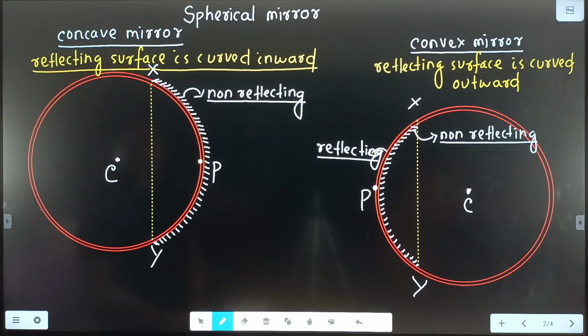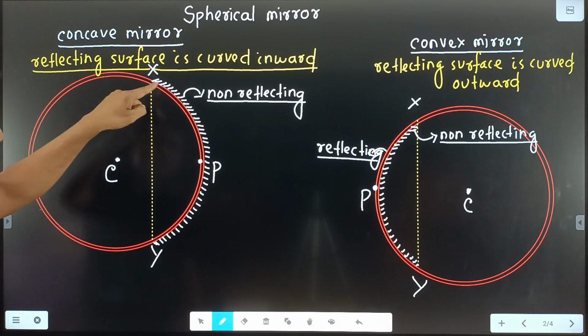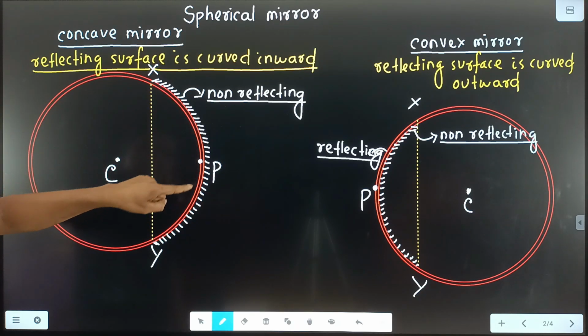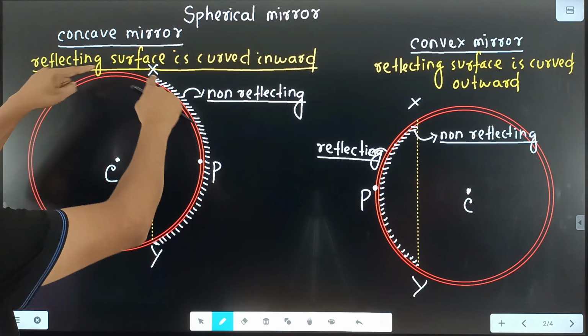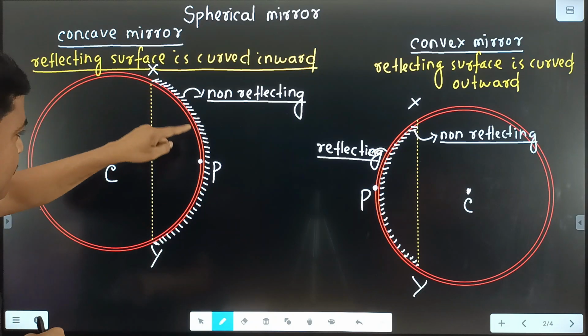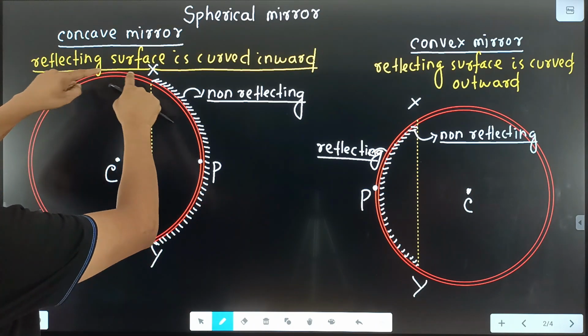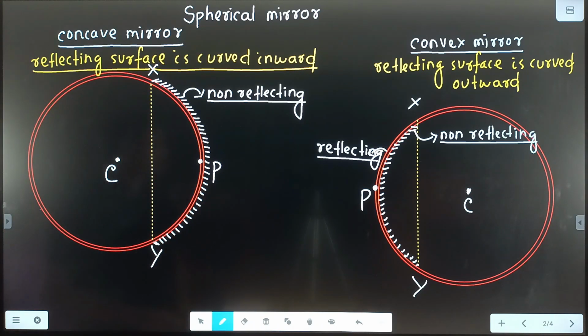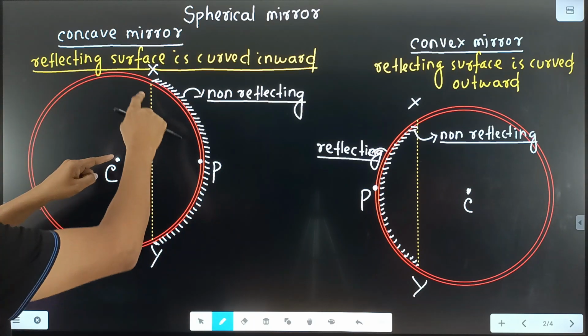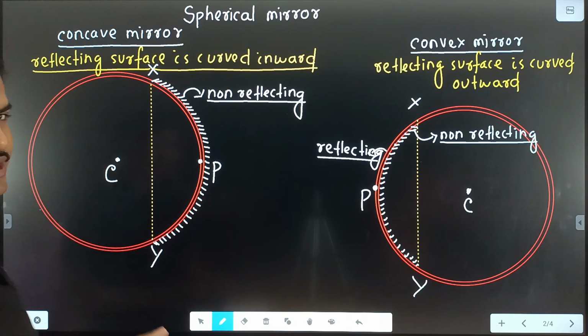Again, look at the figure. This point is the center of the sphere, and this reflecting surface of the spherical mirror is a part of this whole sphere. This reflecting surface of the spherical mirror is a small part of this whole sphere, so this center of the sphere is known as the center of curvature of this spherical mirror.